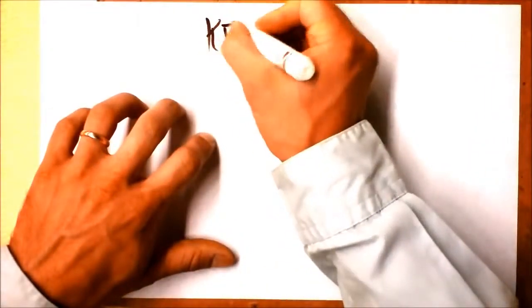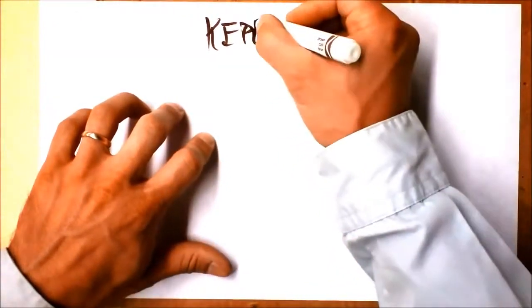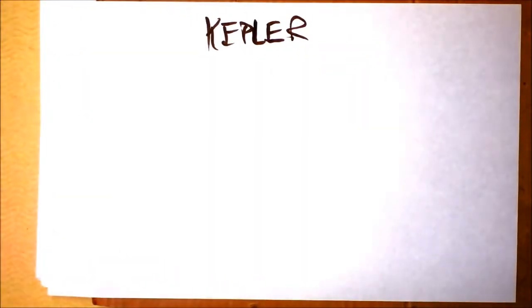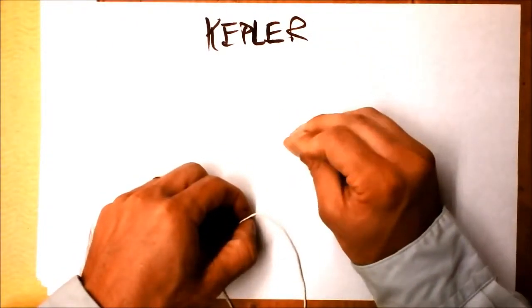Kepler was a pretty nice guy. Let's get him up here. Kepler studied enormous amounts of Tycho Brahe's initial data on the locations of planets, and he discovered the following facts.